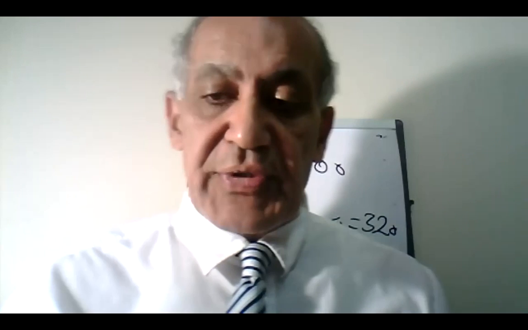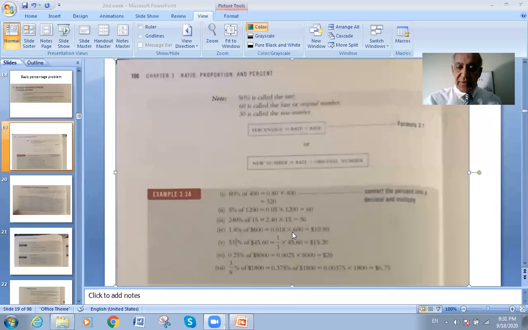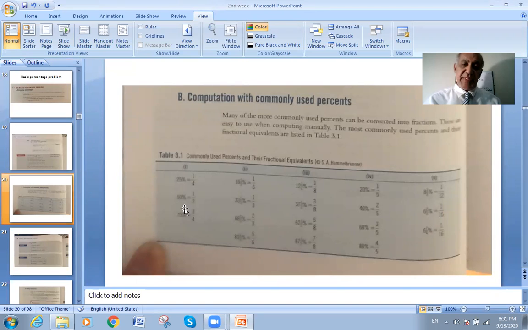Now, we'll go back to share the screen and look for another part. This shows me how to complete computation with commonly used percents, like 25%, which is 1 by 4, or 1/4, half, 3/4, and so on. The same thing. Many commonly used percents can be converted into fractions. I mean, it will be converted into a fraction. As an example, when I say 50%, it means half.